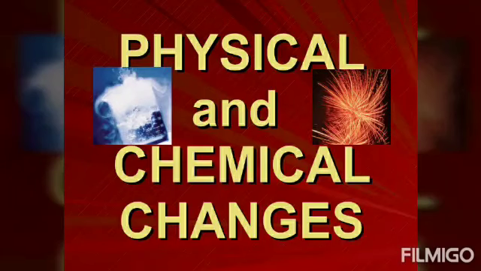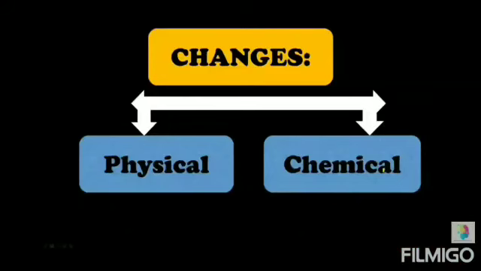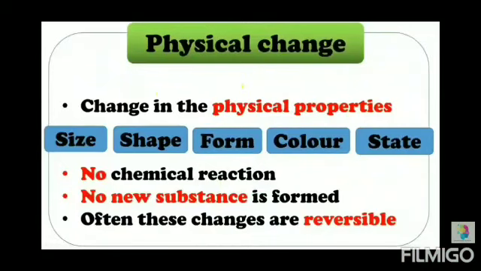Now we are coming to the main topic of this chapter, physical and chemical changes. We always see changes around us all the time, as ice melts into water, water freezes into ice. Basically, these changes are of two types, physical and chemical.